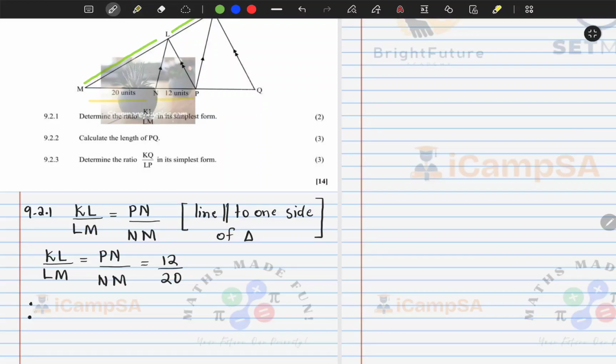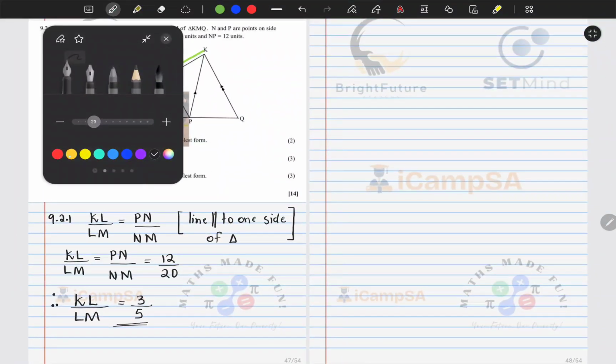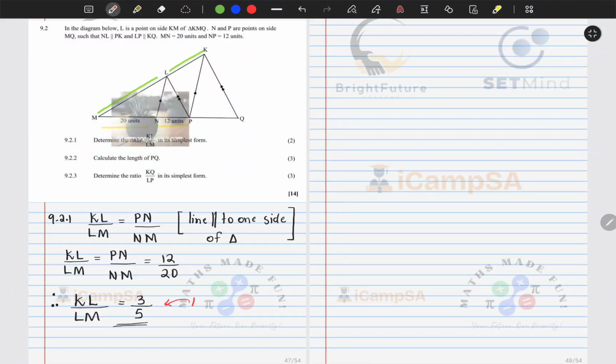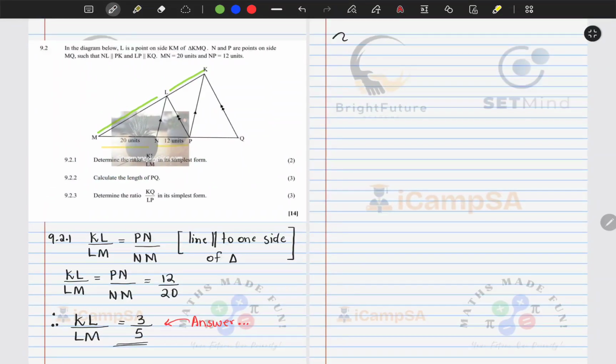Therefore we can simplify that. Our KL divided by LM will be, there's a common factor of 4. If you divide by 4, you'll get a 3. If you divide by 4, you will get a 5. So that becomes our answer. So this here is our answer. Let's move and have a look at the next one.